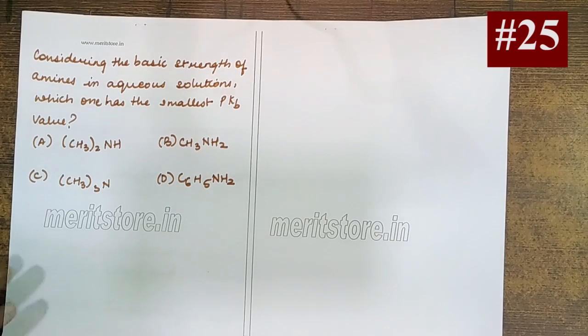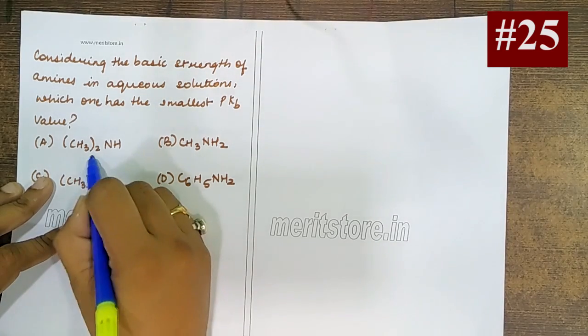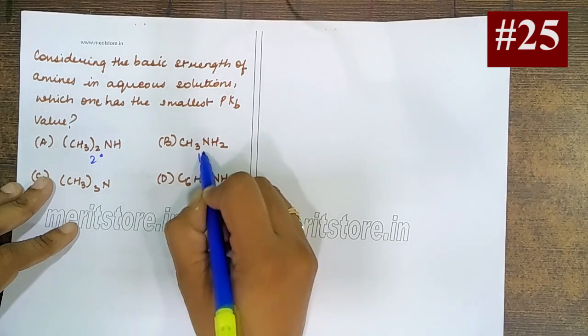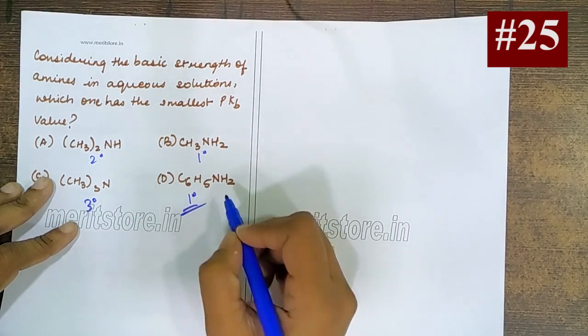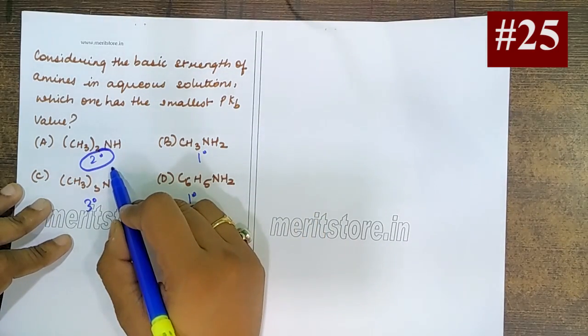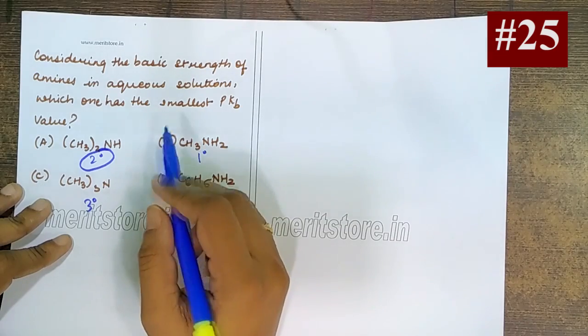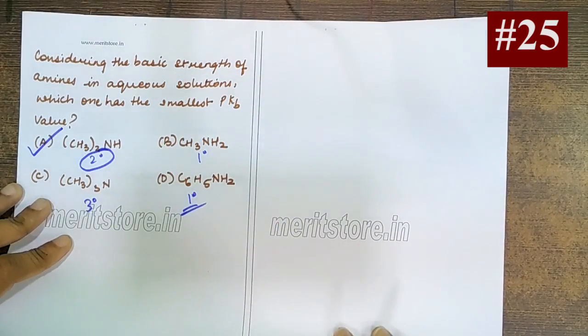Considering the basic strength of the amine in the solution, having which of the following will have the lowest pKb? This is a secondary amine, this is a primary amine, this is tertiary, this is primary again but aromatic. Amongst all, the secondary amine is the most basic. The one which is most basic is having the lowest pKb value. So our option is option A.